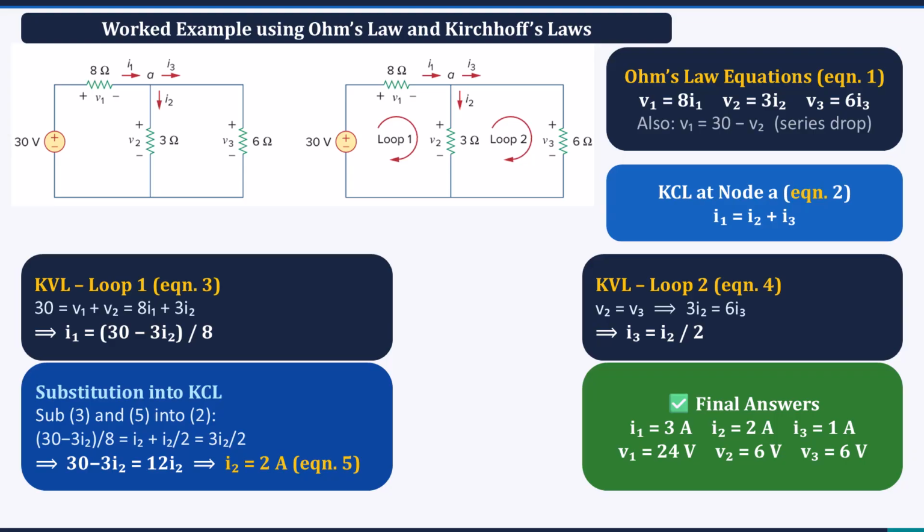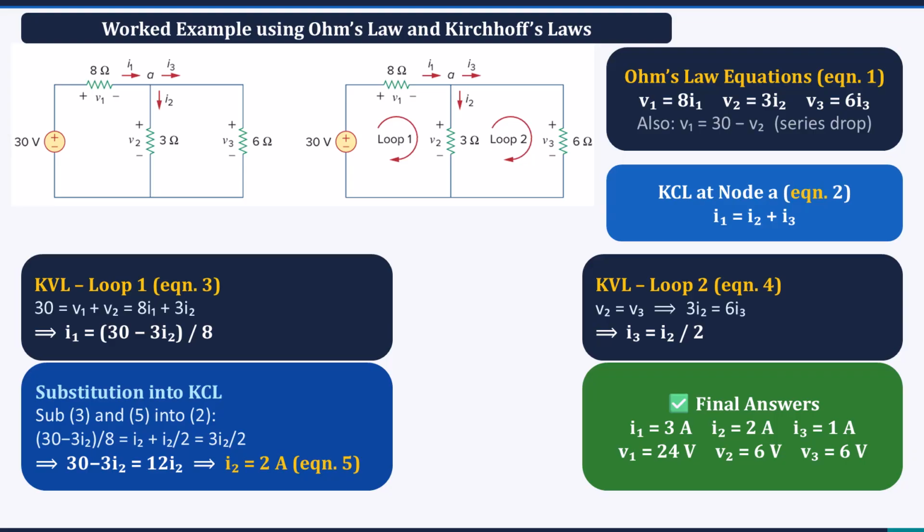Equation 4, KVL around loop 2, the right loop containing the 3 ohm and the 6 ohm resistors. Since they are in parallel, the voltage across them must be equal, V2 equals V3, so 3I2 equals 6I3, giving I3 equals I2 over 2. Substitution. Substitute equation 3 and the relation for I3 into the KCL equation I1 equals I2 plus I3. After algebra, 30 minus 3I2, all over 8, equals I2 plus I2 over 2, equals 3I2 over 2.